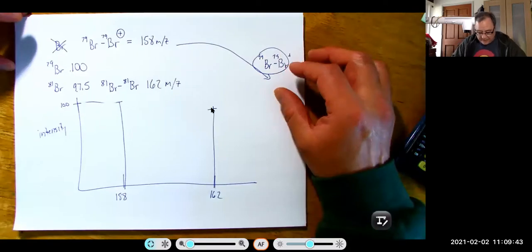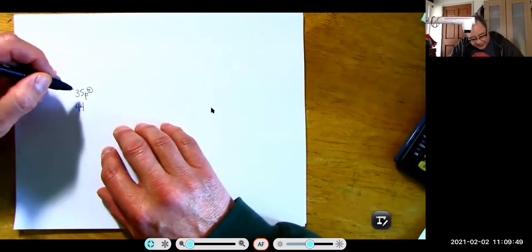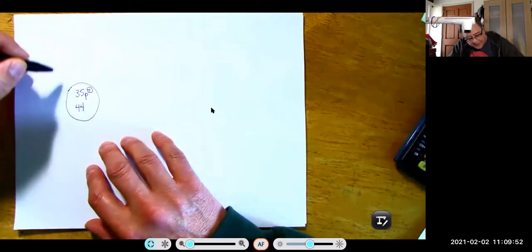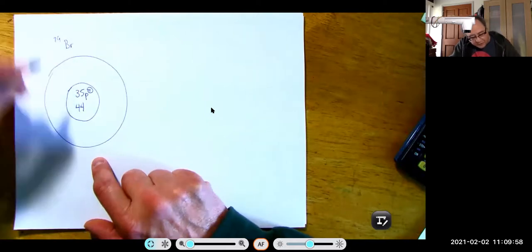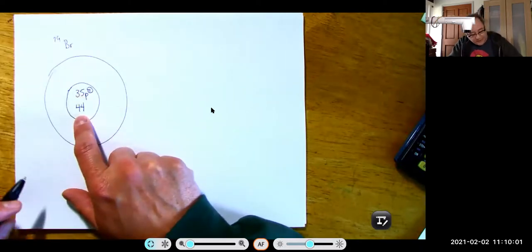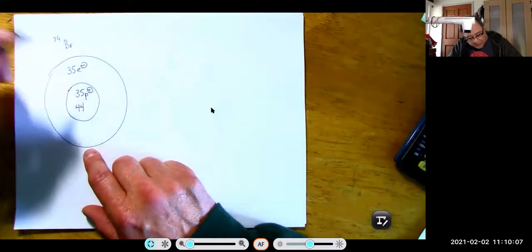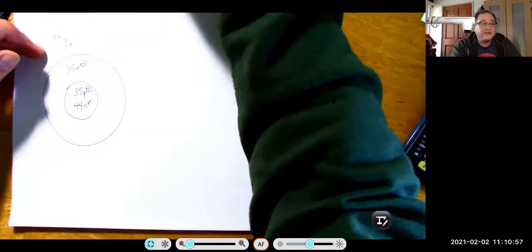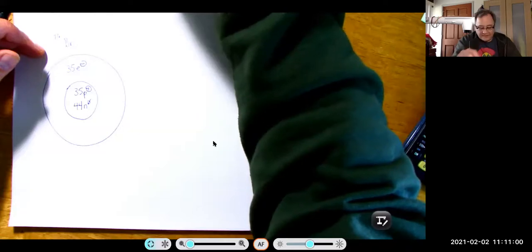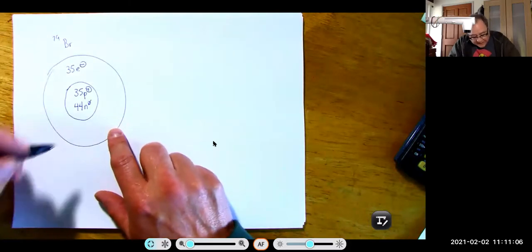Okay, now I'm going to back up just a little bit to try and help you with this idea here, Alice, that I think you might have a little bit of trouble with. Here's a bromine atom. This is a bromine 79 with 35 protons and 44 electrons. Or, I'm sorry, I said that wrong. 35 protons and 44 neutrons. I'm going to pause this for just a second, and then I'll start it again. Okay, so this is a bromine 79, and it has 0 charge.